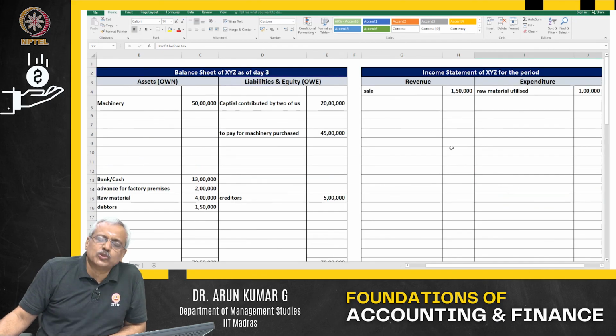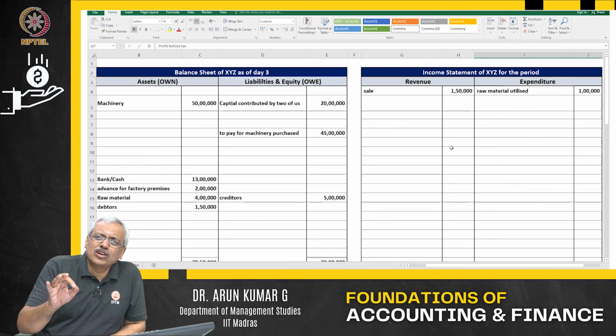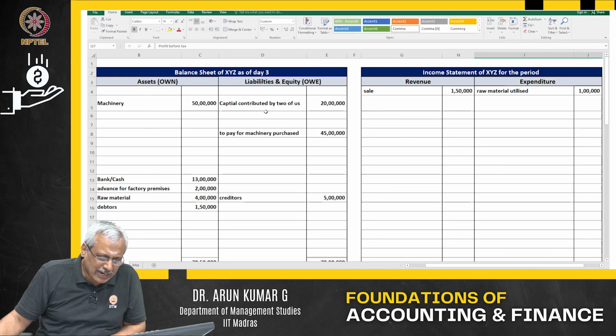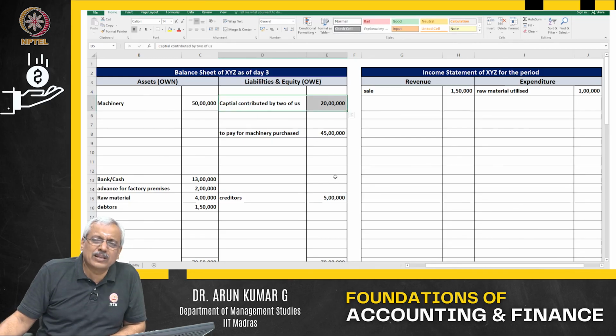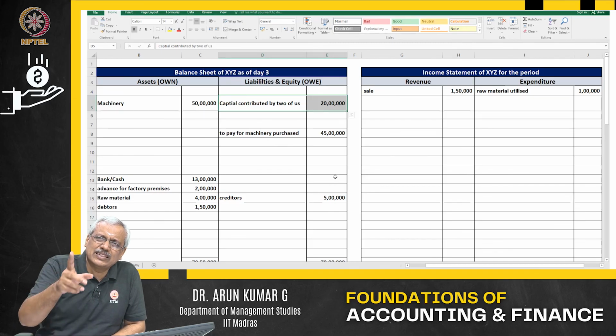This profit belongs to whom? Profit belongs to the capital provider. Who is the capital provider? There are two guys who have provided capital of 20 lakhs. Why have they provided capital of 20 lakhs? In anticipation of a profit.